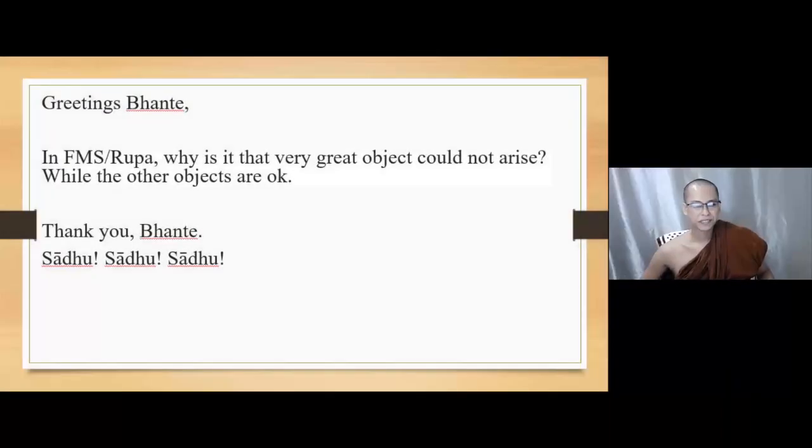Greetings, Bhante. In the fine material sphere, Rupa, why is it that a very great object could not arise while other objects are okay? Okay, very good question. So we need to explain this.